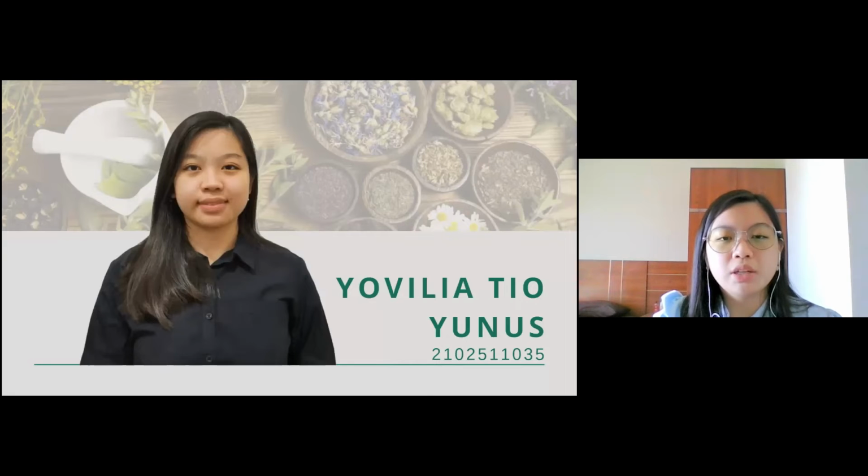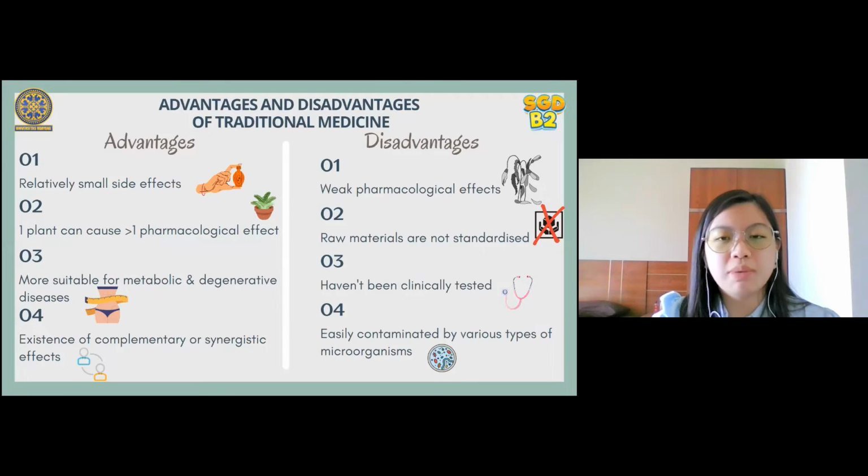Now I will explain about advantages and disadvantages of traditional medicine. The advantages of traditional medicine when compared to modern medicine include relatively small side effects. One plant can cause more than one pharmacological effect. Traditional medicine is more suitable for metabolic and degenerative diseases, and existence of complementary or synergistic effects. The disadvantages of traditional medicine include weak pharmacological effects, raw material are not standardized, have not been clinically tested, and are easily contaminated by various types of microorganisms.